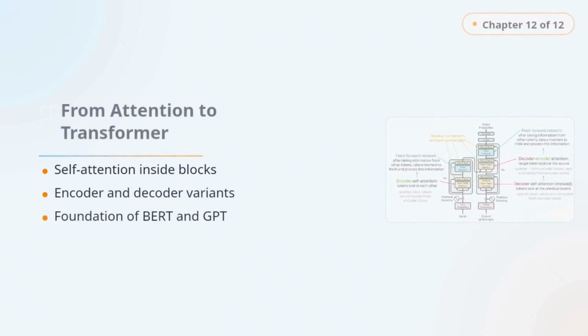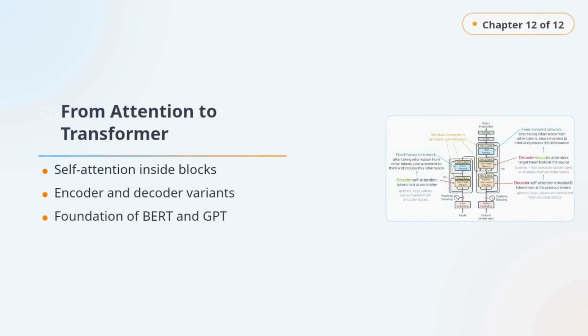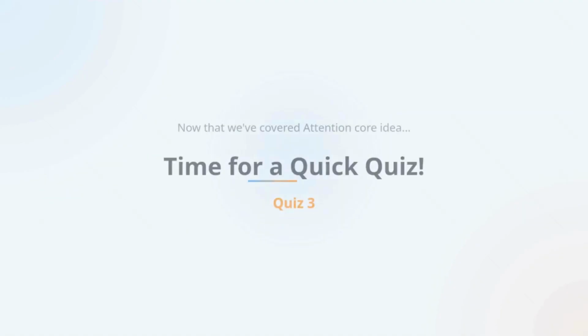Transformers generalize the attention idea beautifully. They use self-attention to let tokens interact with each other directly, along with feed-forward layers, normalization, and skip connections. Depending on the design, we get encoder-only models like BERT, decoder-only models like GPT, or full encoder-decoder systems like T5. Now that we've covered attention core idea, let's test what we've learned so far. Here's quiz number 3. See if you can get it right.